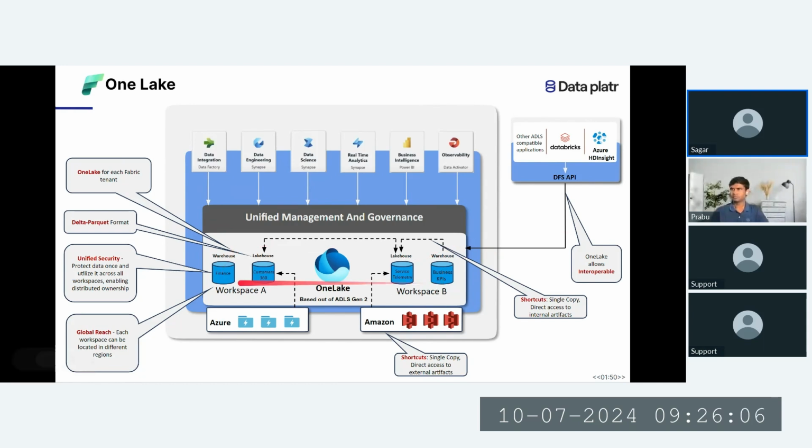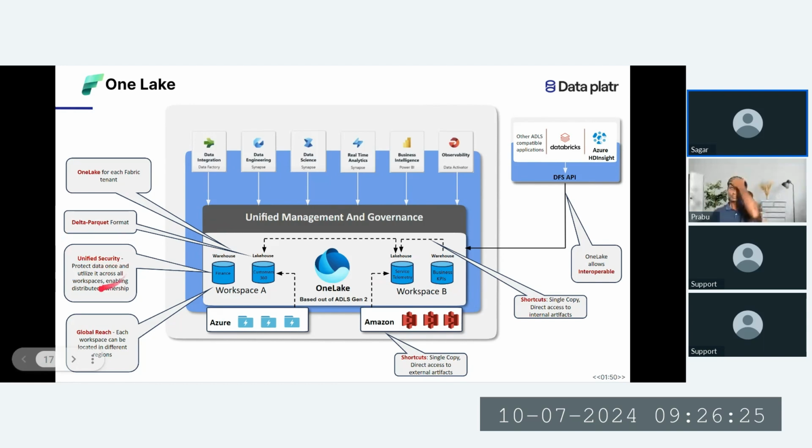So as you can see here, one OneLake for each Fabric tenant. That means when you enable the Fabric tenant, if you have one tenant, you will only have one instance of OneLake. Okay, and the data that can be stored in this is in Delta Parquet format.